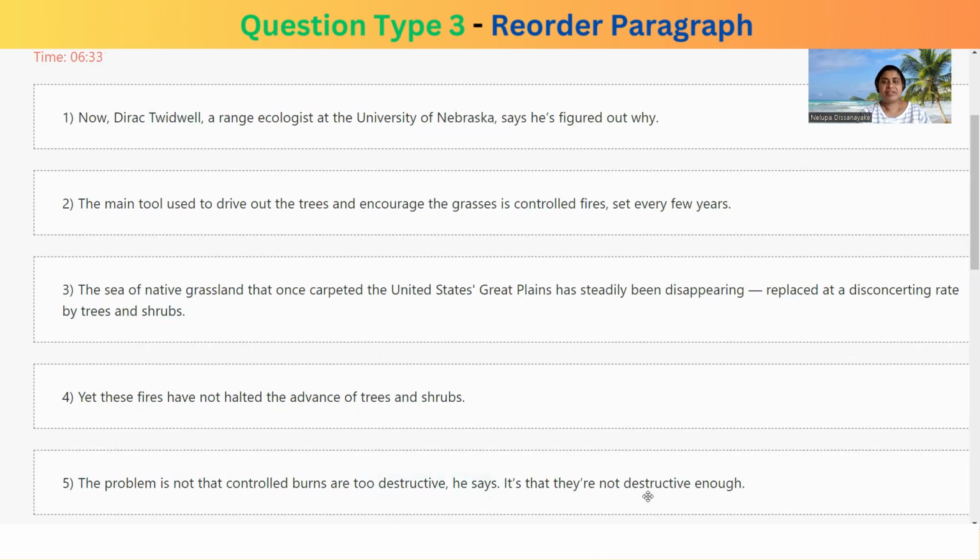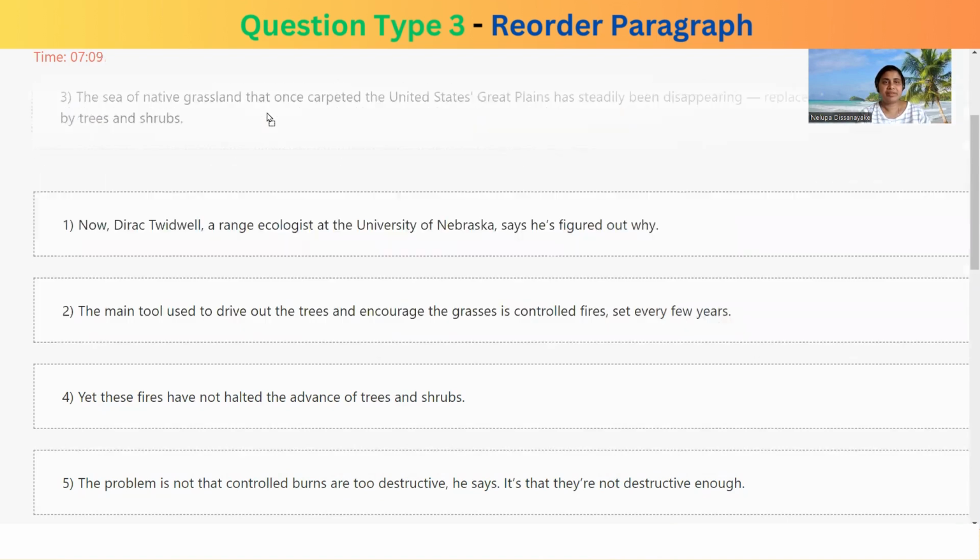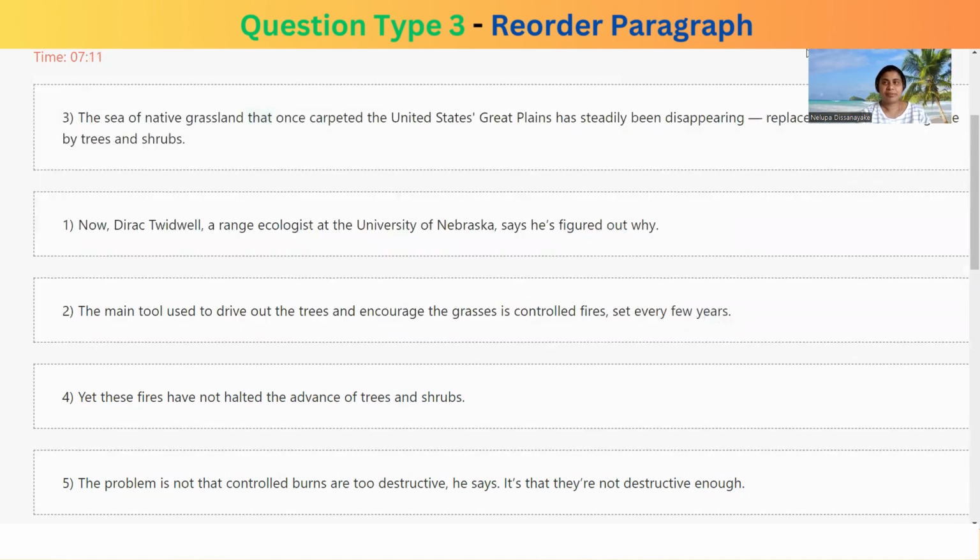Fifth one: "The problem is not that controlled burns are too destructive, he says. It's that they are not destructive enough." Fire is not controlling, or the fires themselves are not destructive enough. Now, which can be the topic statement, based on the general idea of all five sentences? The independent sentence is the third one. So we have to drag this one in here as the topic statement.